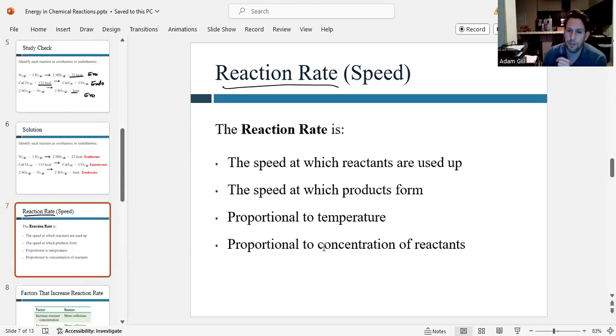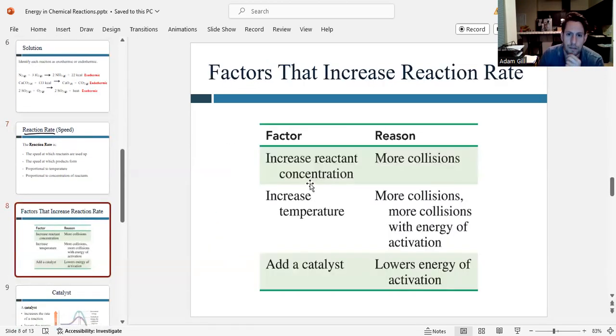Reaction rate is also proportional to the concentration of reactants. So if you have only a few molecules flying around, they're not going to bump into each other very often. But if you have a ton of molecules flying around, they're going to make a bunch of collisions. And so if you have more reactants, it's going to react faster. So if you increase the concentration of reactants, you're going to have more collisions, faster reaction.